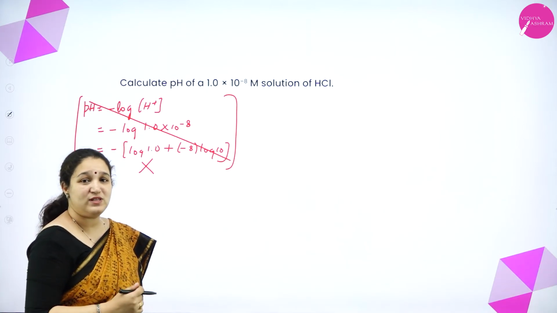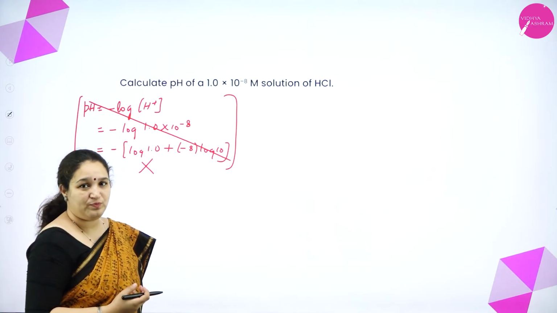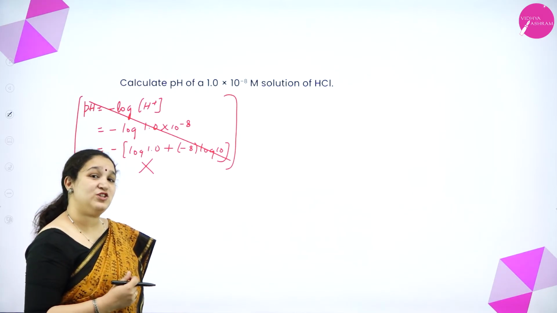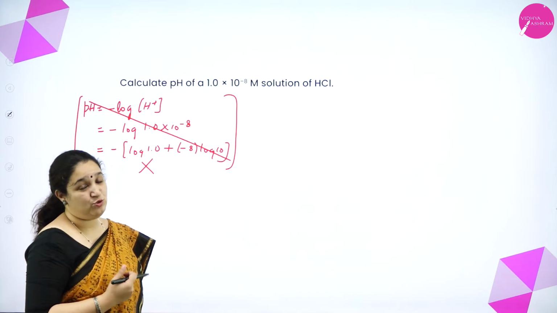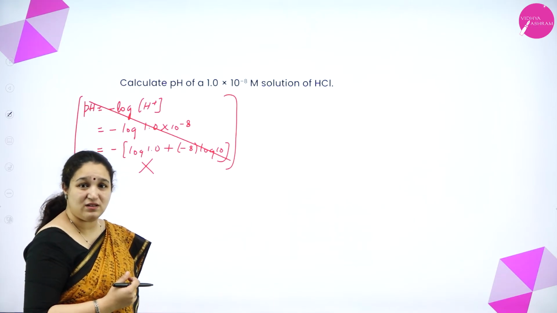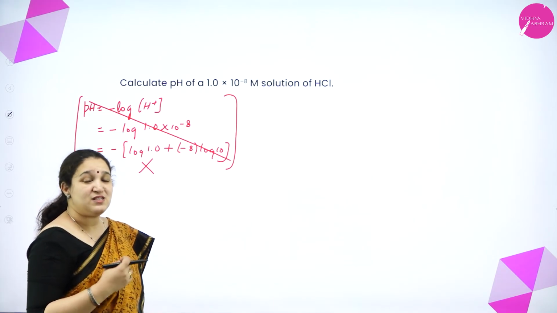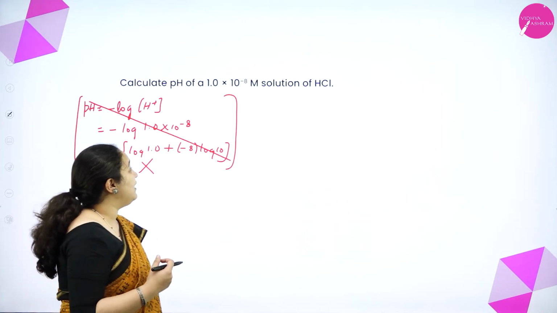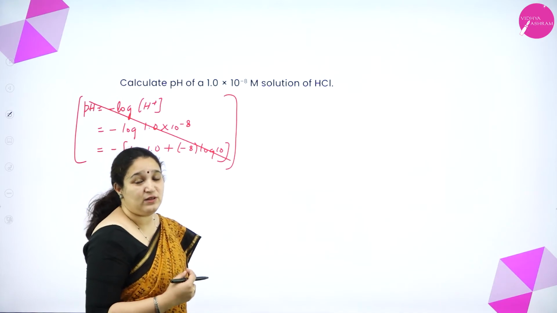Then how do we solve this? How do I get to know? See, just think, HCl is an acid. How can the pH come above 7? It should be below 7 because it is an acid, isn't it? So just look at the concentration of HCl: 1 into 10 to the power minus 8 molar.